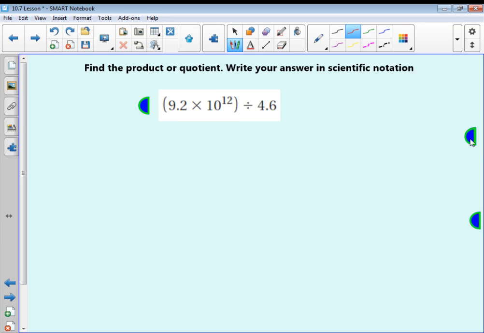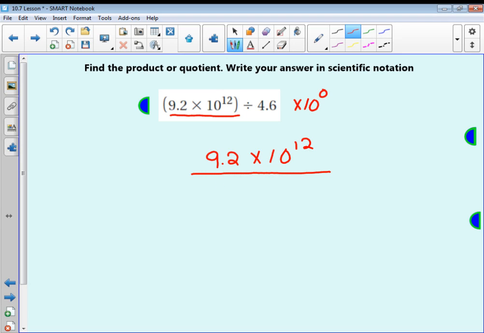Okay, so for scientific notation, we would do this one times 10 to the power of 0, so we want to move 0 places. Since we're doing division, we're going to write this up so that one is on top of the other. The first one has to be our top one: 9.2 times 10 to the 12 divided by 4.6 times 10 to the 0.